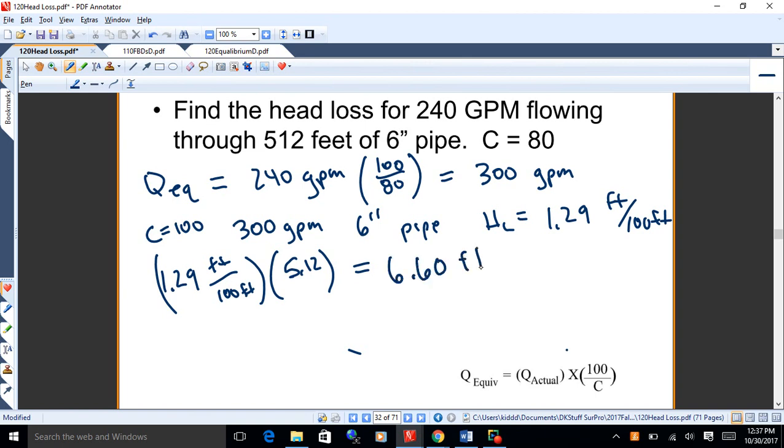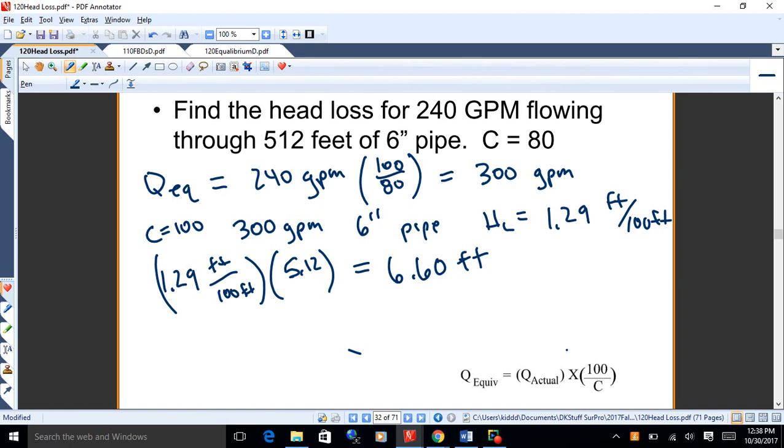106.60. Thereabouts. Okay. So that's how you can adjust that chart when your C is not 100. Okay, so we good with that? Just using this thing and working this stuff out.